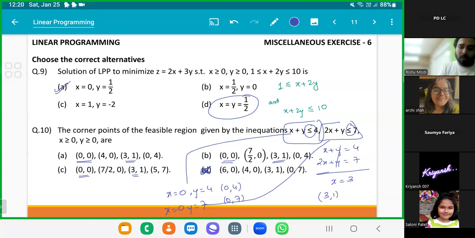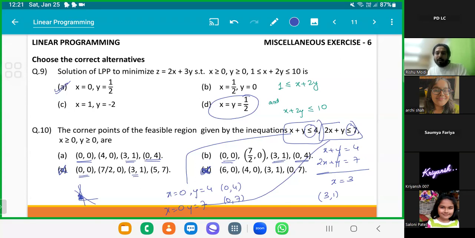Since it is less than equal to, however your graph becomes, your answer will be with the origin. So whichever point is close to the origin becomes your answer. We know that between 0, 4 and 0, 7, 0, 4 will be the nearest value to the origin. So my answer cannot have the 0, 7 part. I can see 0, 4 in this and in this, so option C will go away. Is it necessary? Yes, because 0, 4 is part of the solution.